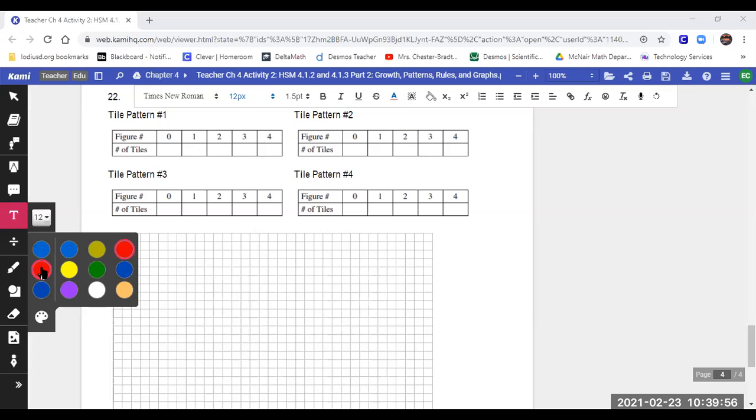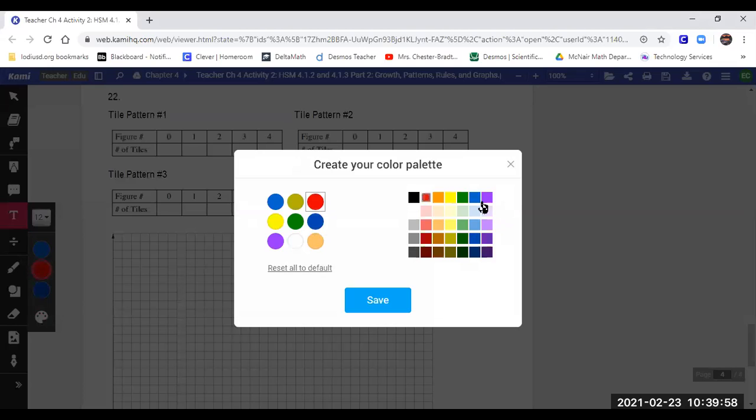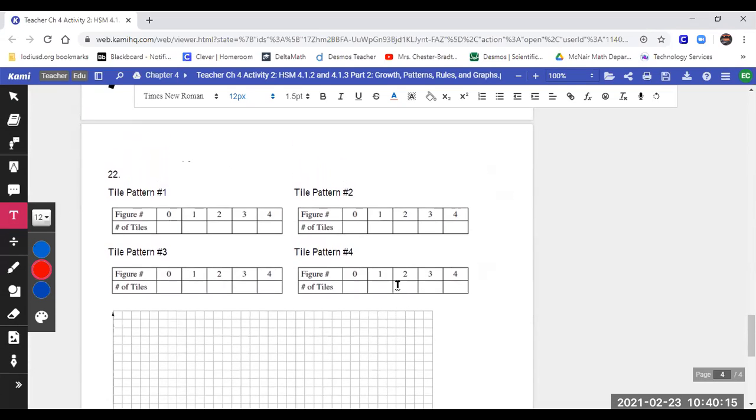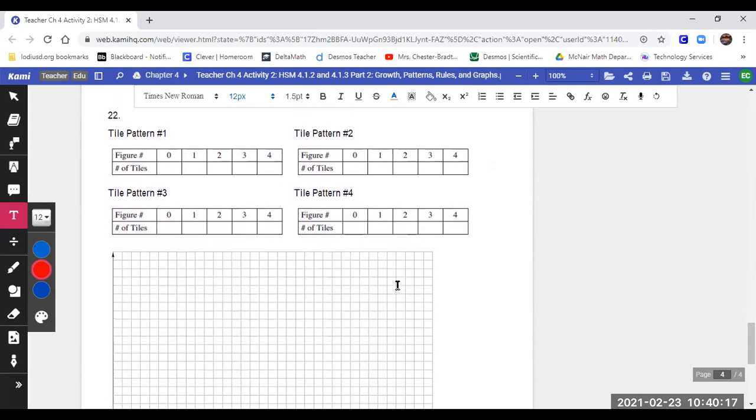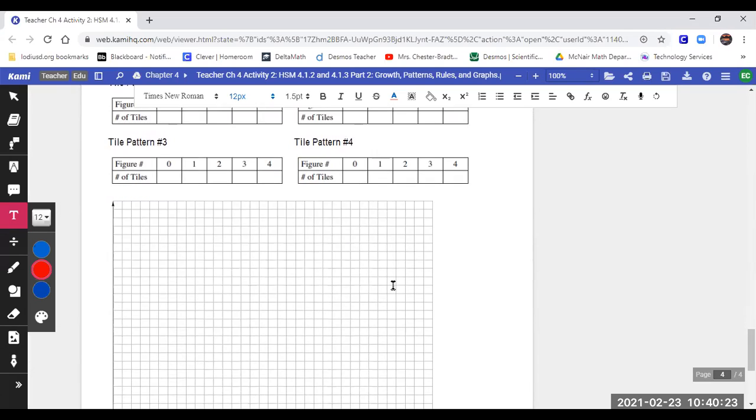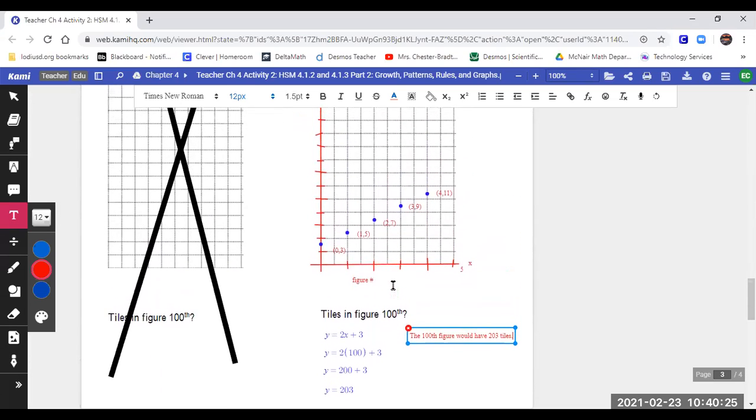Okay, so you would need to do 2 different shades of blue, one for pattern 1 and one for pattern 2, and 2 different shades of red for pattern 3 and pattern 4. Okay, you're going to have until noon to do that. We are not done with class, so you should not be leaving class. You need to answer this question so we can go.